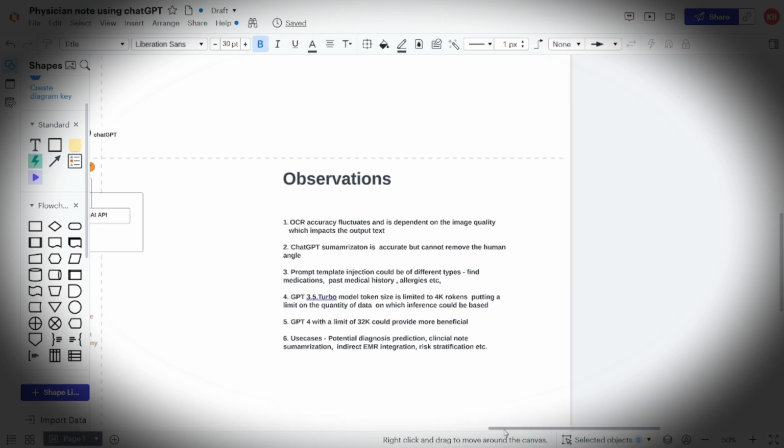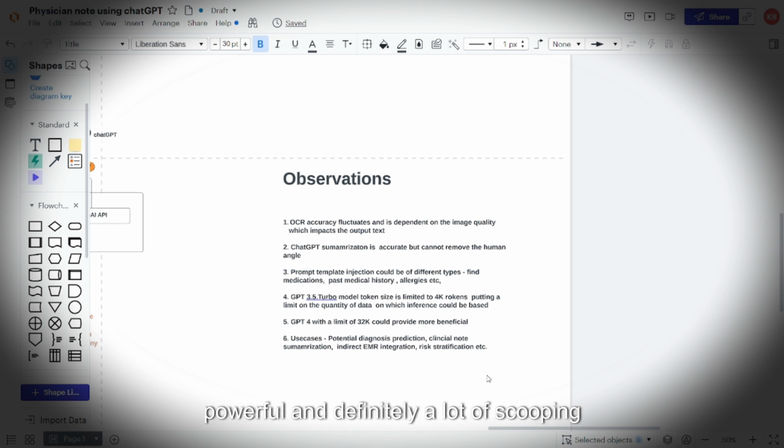The key takeaway is that if ChatGPT, which is very generally trained on all available literature, is trained for a specific domain, in this case recognizing medical notes, it could become more powerful. And definitely there is a lot of scope to improve here.